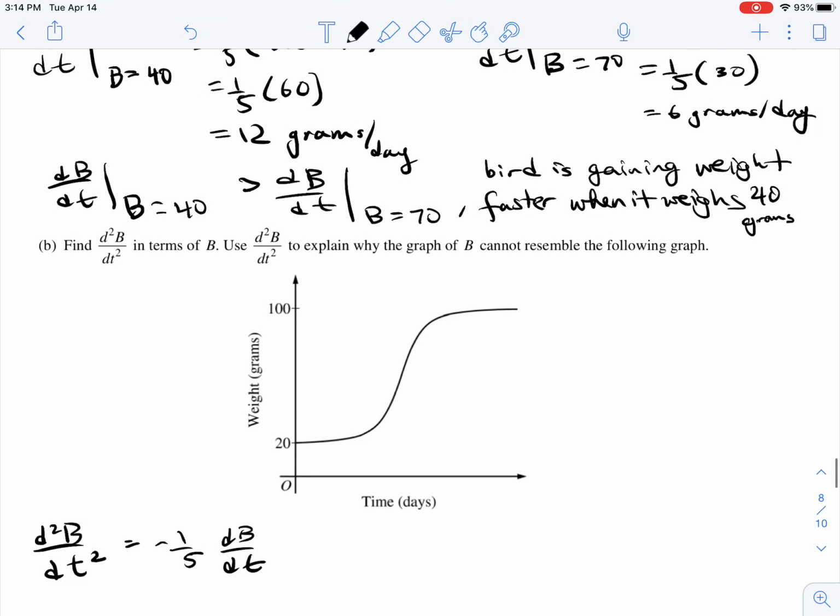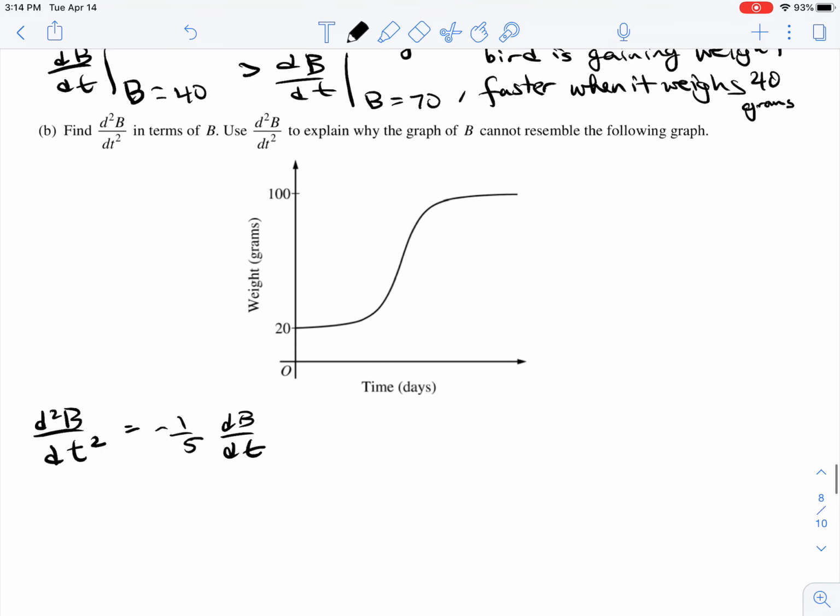And we know what dB/dt is. So we're just going to go ahead and write that in. We've got negative 1/5 times 100 minus B. And we have negative 1/25 times 100 minus B. Okay, so we have our second differential equation. Now it's asking us, what do we see about this graph, and can we determine whether or not this could actually be the graph of B?